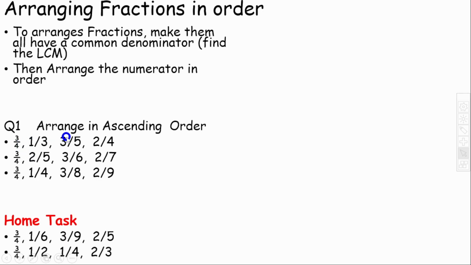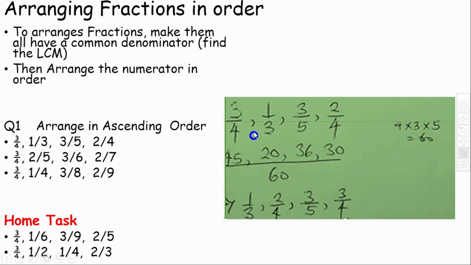So now let us arrange in ascending order the following examples. Ascending order means from smallest to biggest. We are arranging 3 all over 4, 1 all over 3, 3 all over 5, and 2 all over 4. We write them like this: 3 all over 4, 1 all over 3, 3 all over 5, 2 all over 4. Now we look at all the denominators. We have 4, 3, 5, and 4. What do we observe?